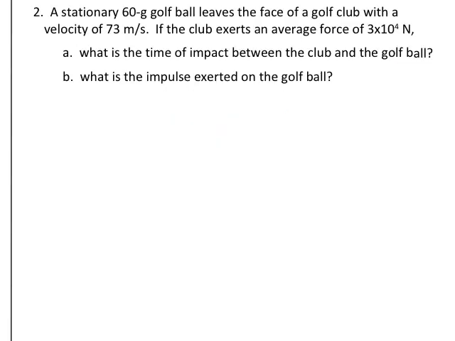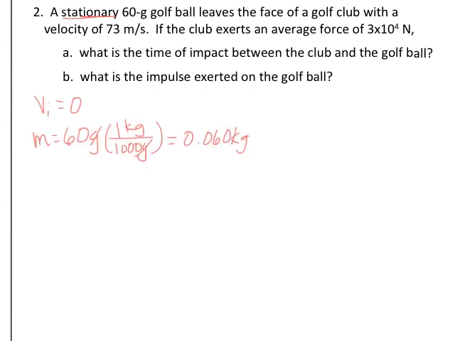Our second example is a little bit more involved, so I'm going to go ahead and identify all of the variables. First, we have a stationary golf ball, so this lets us know that we start out with an initial velocity of 0, 60 grams for the mass, and we do want to change that to kilograms. And it leaves the golf club with a velocity of 73 meters per second, so we have a final value. And we're also told a force.